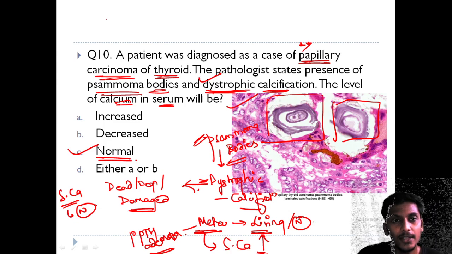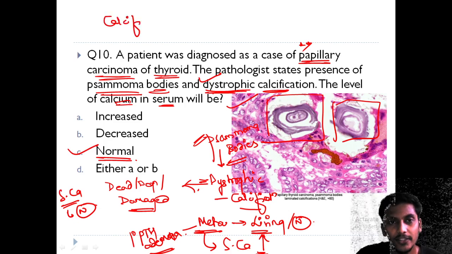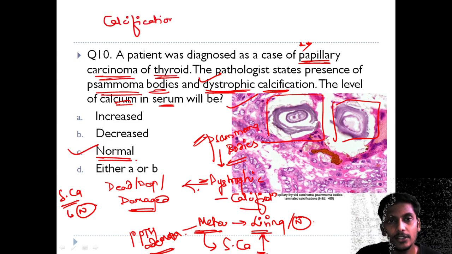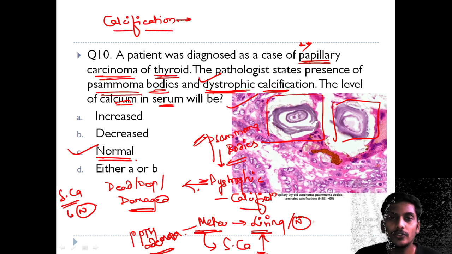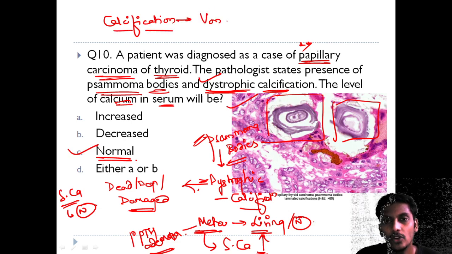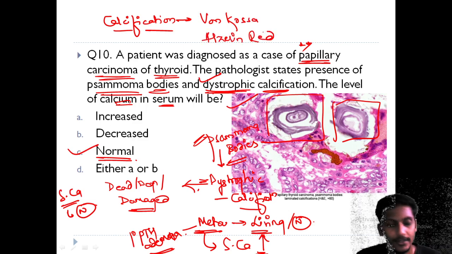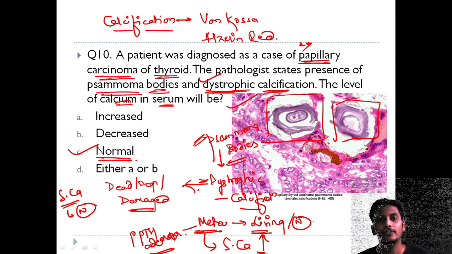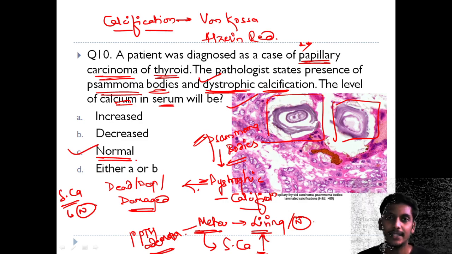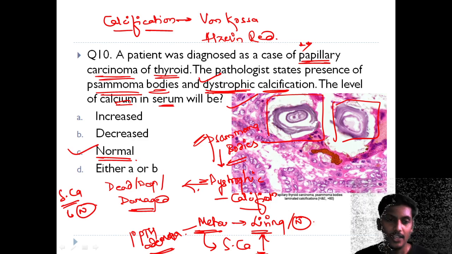Before that, just remember two important stains used for calcification, guys. The two important stains which are usually used for calcifications are your von Kossa stain and your Alizarin red stain.